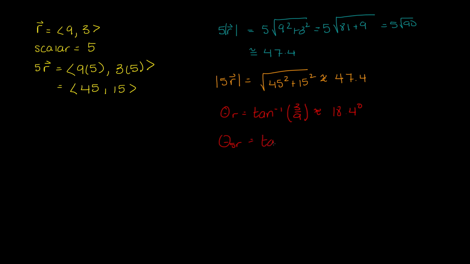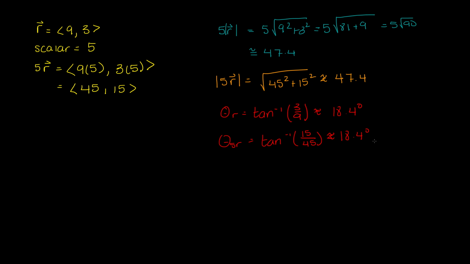And then let's look at theta of 5r. We're going to do the tangent inverse of y divided by x, which again gives us a rough estimate, and it's going to give us the same degree, because all we're doing is taking our vector and extending it. We're not changing the angle, we're just extending it. So the scalar product is (45, 15) and has the same direction and 5 times the magnitude of r. Okay, so that's the first example.